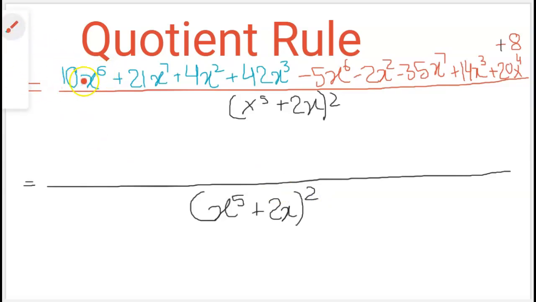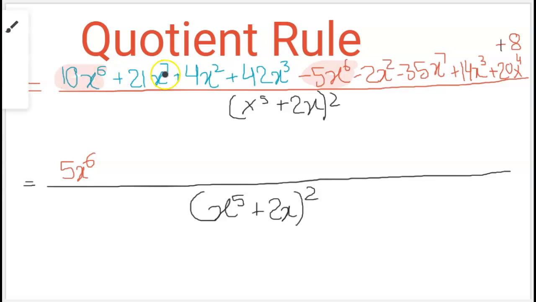Now let's have a look at the things that are same. So I got here 10x⁶. Is there any other x⁶? This is x⁶, yeah? So 10x⁶ minus 5x⁶. I can straight away write it down as 10 minus 5 is 5x⁶. Yeah. Now let's have a look at the next one.